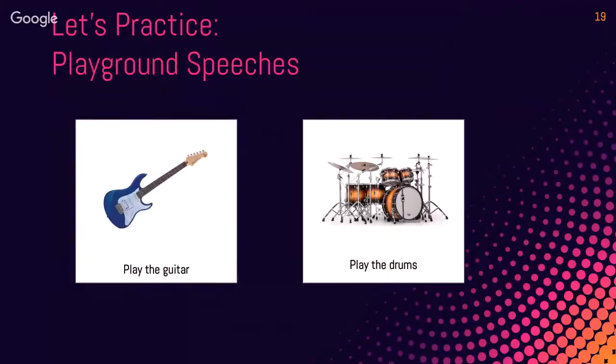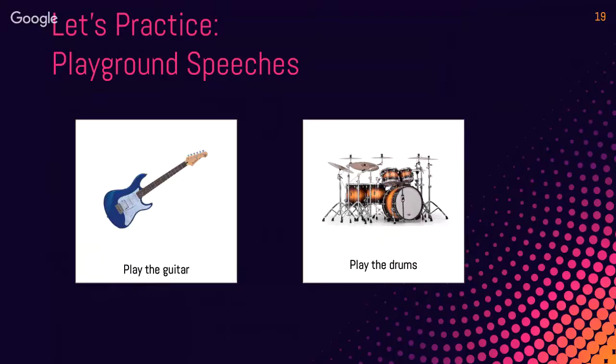So for instance, I have, would you rather play the guitar or play the drums? So I would have drums in my left hand, play the guitar in my right hand. And so after I say go, they would choose whatever side they want to go to. I would give them a minute to talk to an elbow partner about why they chose the guitar or why they chose the drums.